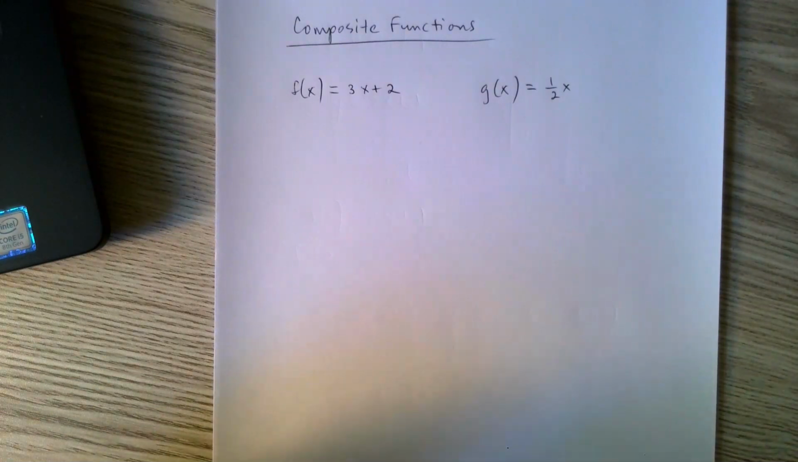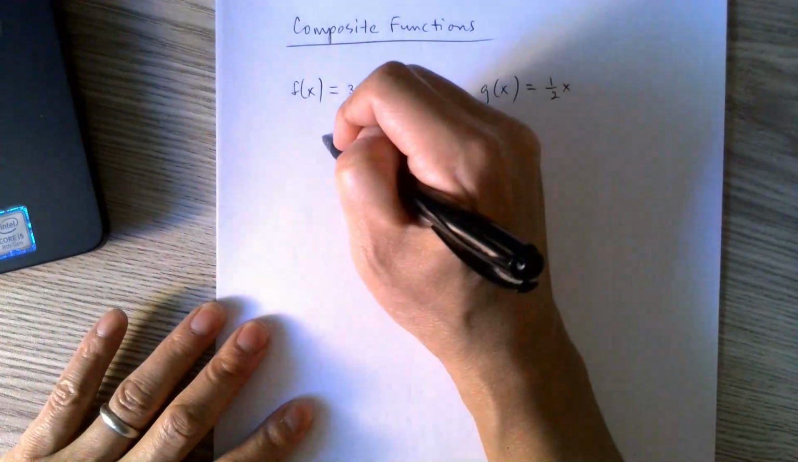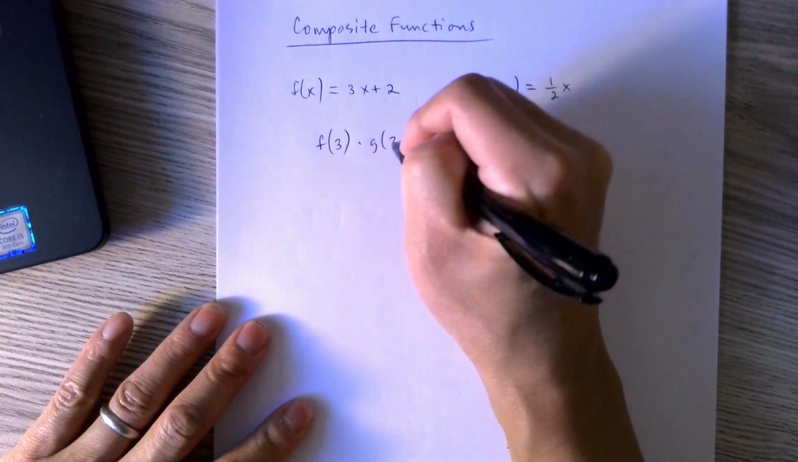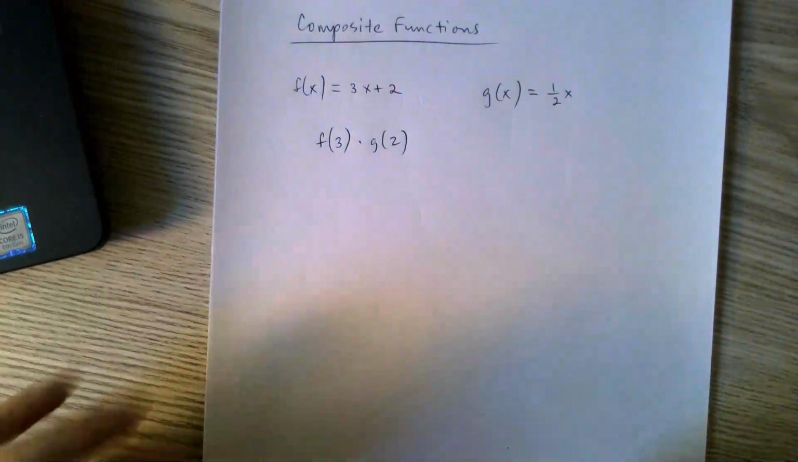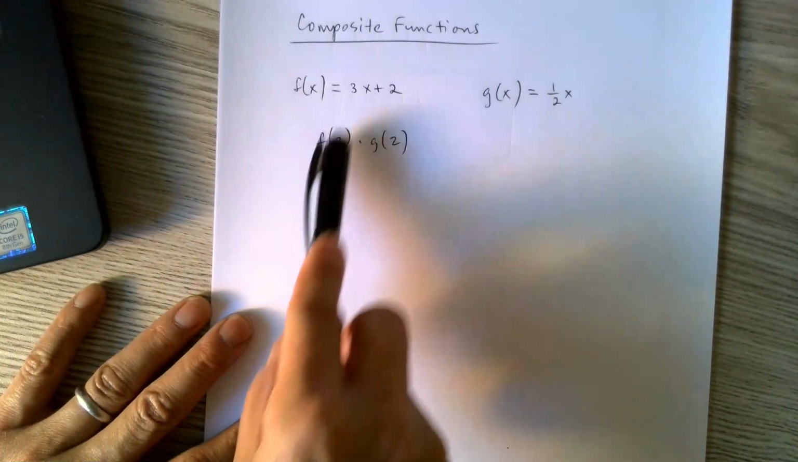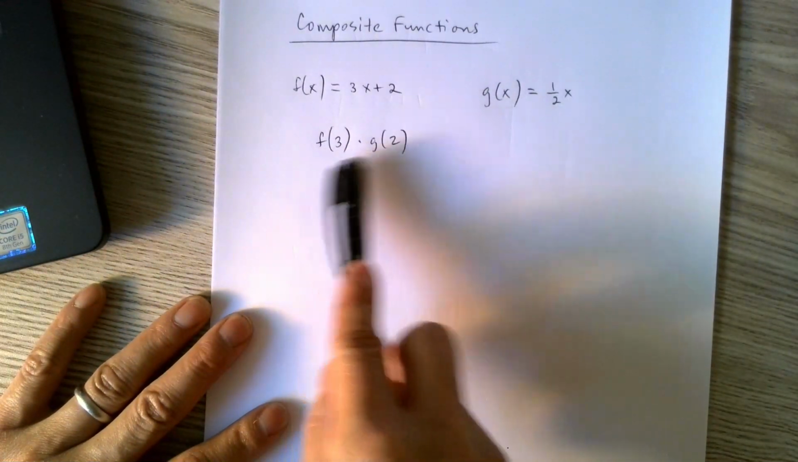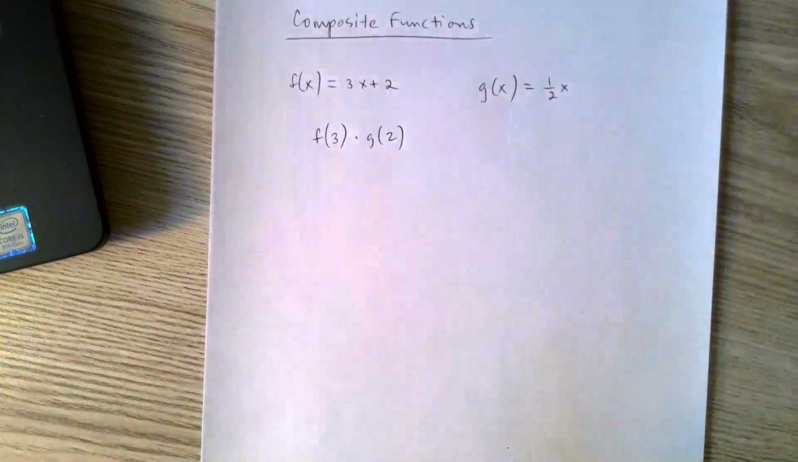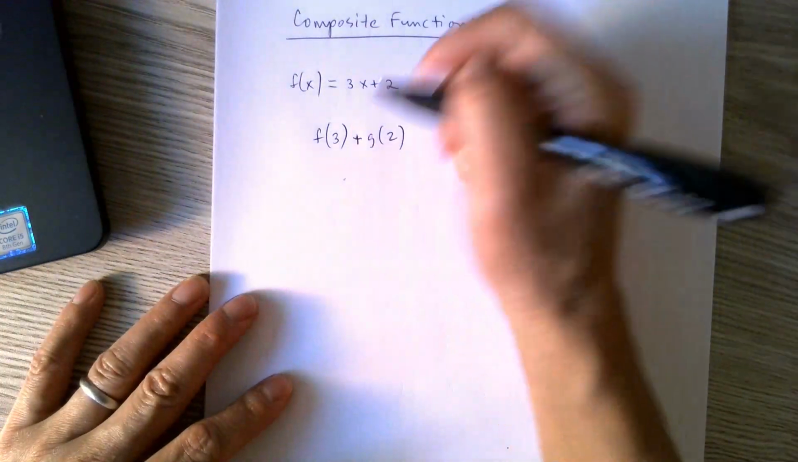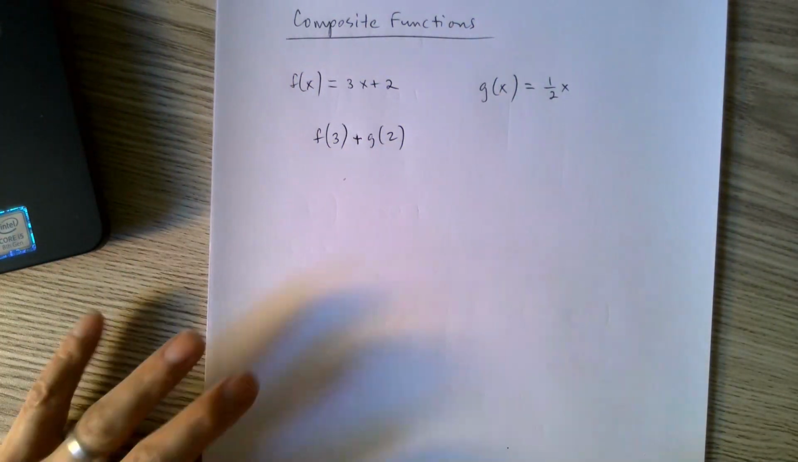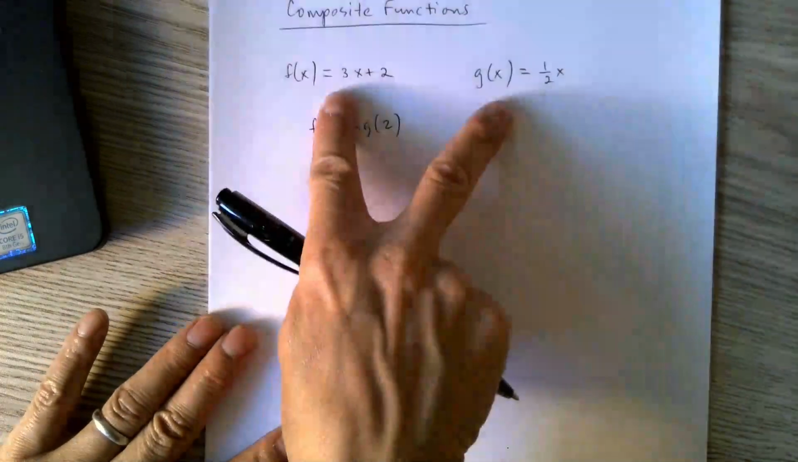So last time, I did something like f of 3 times g of 2, for example, and so you evaluated f of 3, then you evaluated g of 2, and then you multiplied the two results. Or I might have asked you to add the two results, or divide the two results, or subtract the two results. This time I'm doing something different with the two functions.